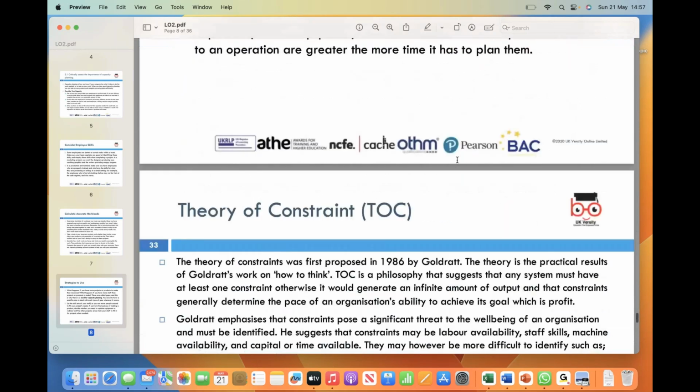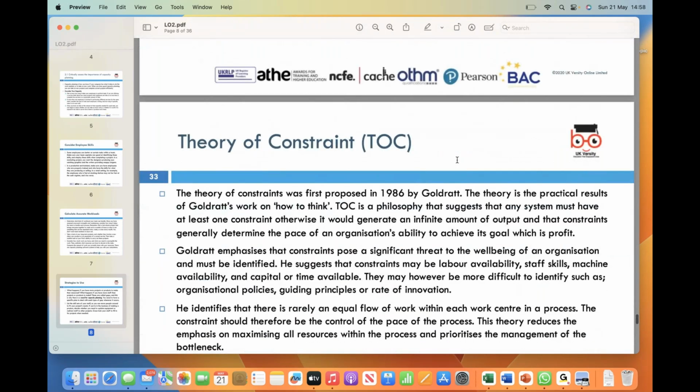Theory of constraints. This theory, proposed by Goldratt in 1986, is a practical approach to problem solving and improving organizational performance. Theory of constraints, or TOC, suggests that every system must have at least one constraint which limits its ability to generate output. Identifying and managing these constraints is crucial for achieving the organization's ultimate goal, which is profit.